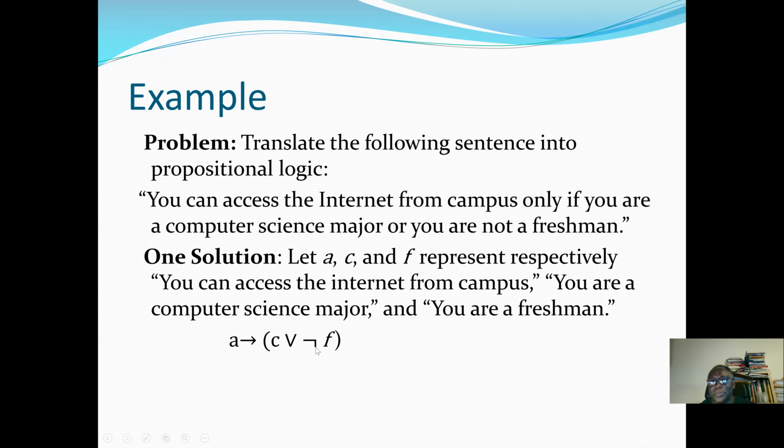As we said earlier, the propositional connectives here are and, or, and not, and also implication. Implication is if, only if. So that's why we see the only if here, we use the implies symbol. So you can access the internet from campus, that should be the most atomic proposition, the very simplest sentence. If only, then implies.